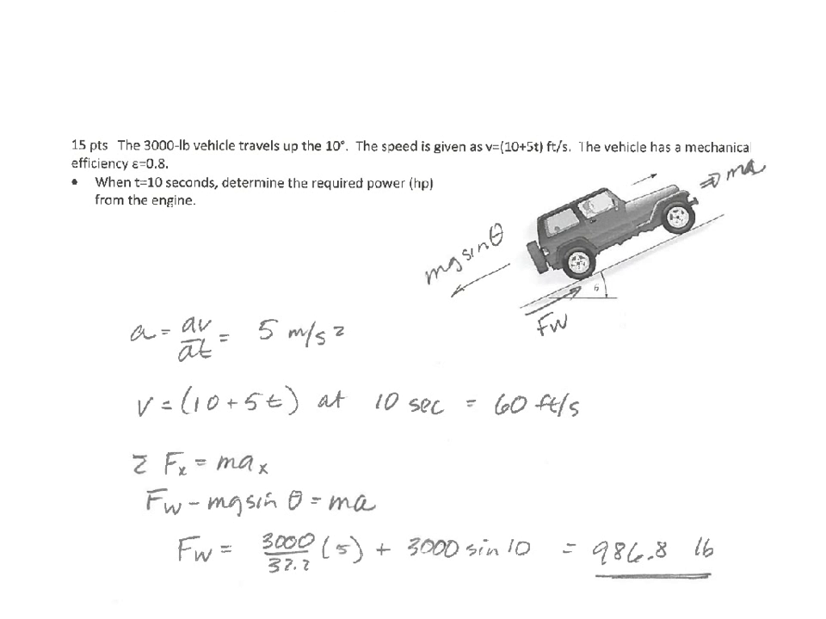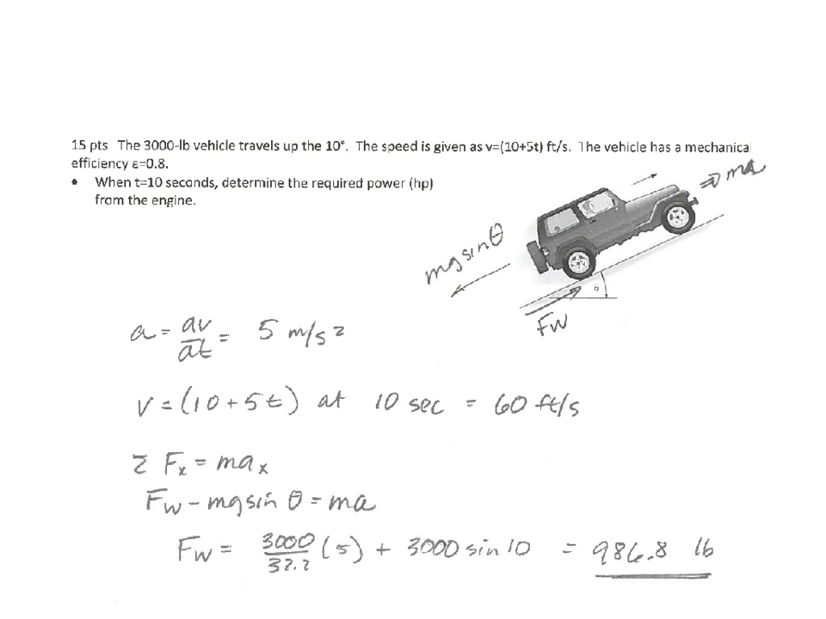This one is just a power problem where we have an mg sine theta, we have an ma, and the force at the wheels. We say the sum of the forces in the x direction going up the hill is equal to the mass times acceleration in the x direction. So I've got the force minus mg sine theta is equal to ma. Now what is the acceleration? That is given by the definition of the velocity. So a is equal to dv/dt. Here we have v as a function of time. We can take that derivative and we see that acceleration is 5.